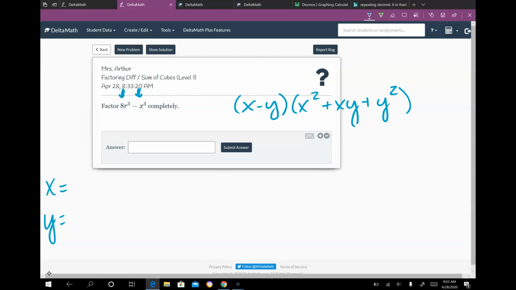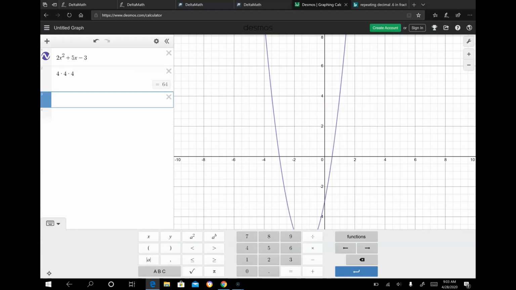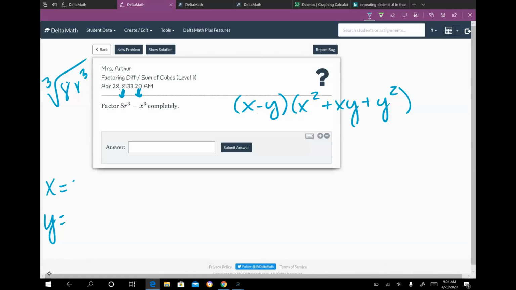So you've got to take the cube root of 8r cubed. Well, the cube root of 8, if you forget what the cube root of 8 is, Desmos can do it for you guys, okay? You go down to functions, go to miscellaneous, choose your own root. I want the cube root of 8, which is 2, okay? So this is going to be 2r, and then the cube root of x cubed, well, those just cancel out, and you're just left with x. So that's your x, that's your y.